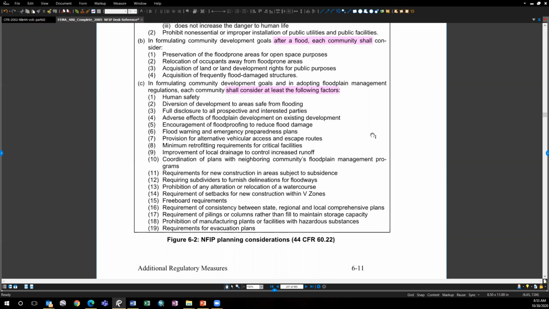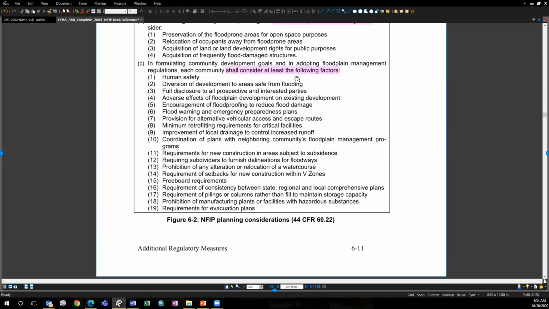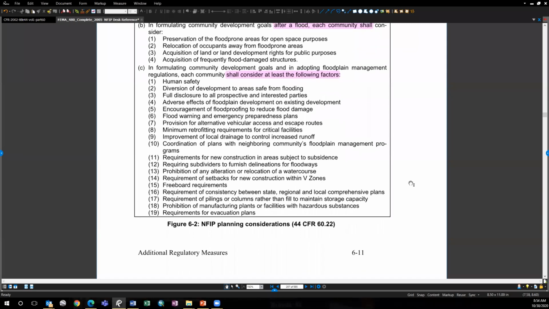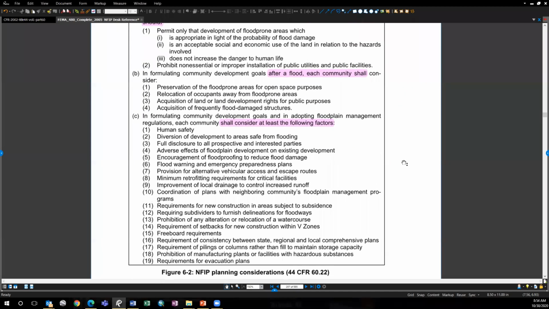So the regulations require that you consider those things. It doesn't say you must do them, but it's "shall consider." And then in your goals, you shall consider at least the following factors: human safety, of course, diversion of development areas to areas that aren't flood prone, and so forth. I won't read through the whole list, but I just wanted to highlight that. I don't remember when I took my test 12 years ago if these were on there, but it might be a good place to bookmark in your manual.